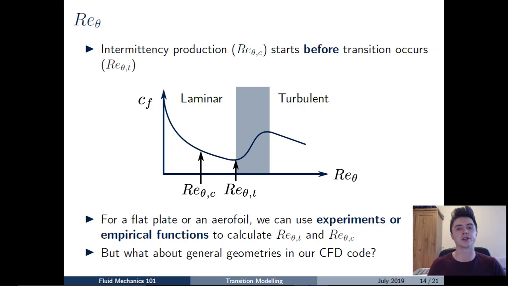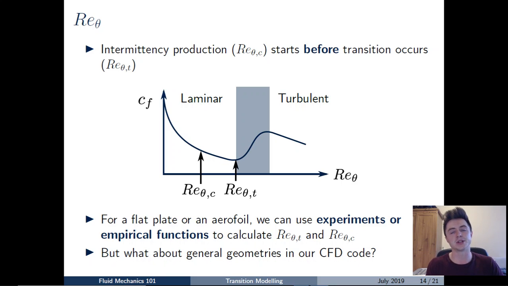If we were to plot the skin friction coefficient along the plate, then initially the skin friction coefficient starts very high at the leading edge, and then as we move along the plate, we're increasing our distance x, but instead we're going to plot that as Re theta, so we're just moving along the plate, and of course the skin friction coefficient decreases as the velocity profile develops.